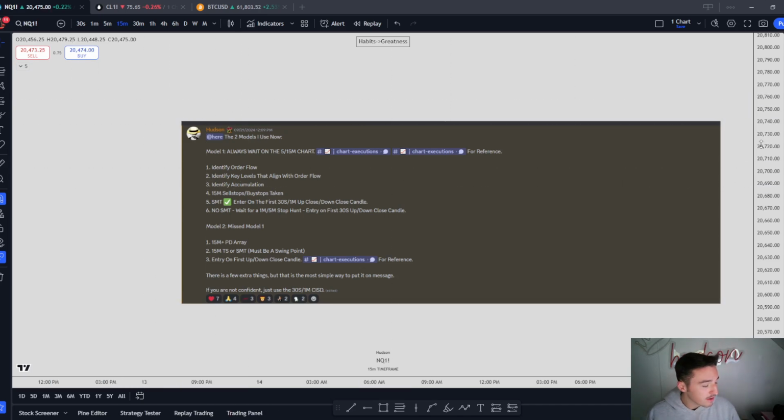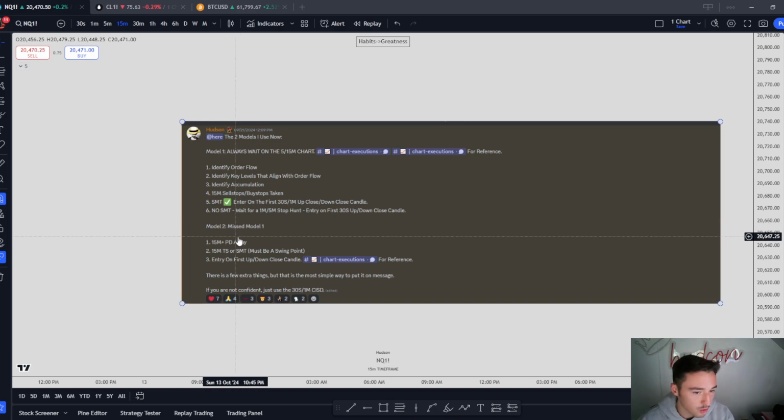And then my favorite thing to do when taking intraday trades is identifying intraday accumulation to form a power of three setup. That is my favorite type of trade, the power of three setup. And then 15-minute sell stops or buy stops taken, or 5-minute. And then SMT, enter on the first 30-second or 1-minute up or down close candle. If there's no SMT, you wait for a 1 or a 5-minute stop hunt and then entry on the first 30-second or 1-minute up close or down close candle.